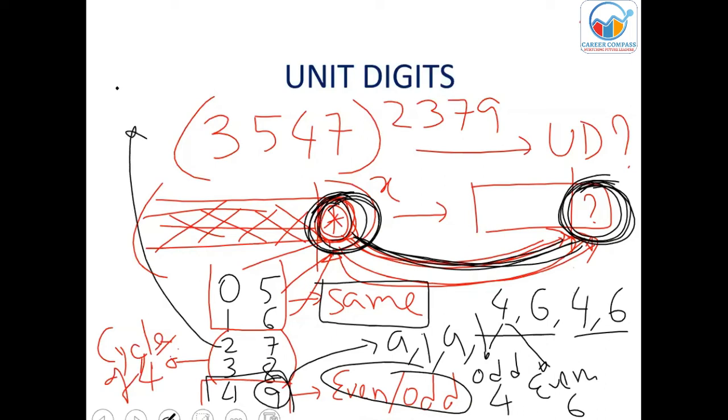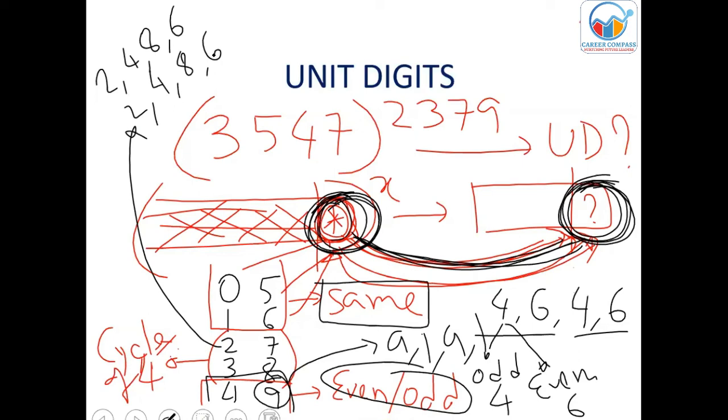2 to the power 1, 2 square, 2 cube, 2 to the power 4. Remember, I am writing only the unit digit. 2 to the power 1, 2 square, 2 cube, 2 to the power 4. 2 to the power 5, 2 to the power 6, 2 to the power 7, 2 to the power 8. Which means every fourth power of 2 will come back and give you the same unit digit.